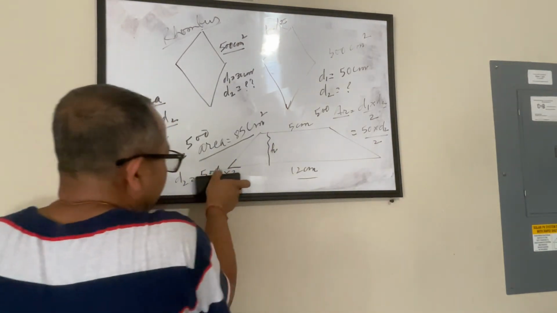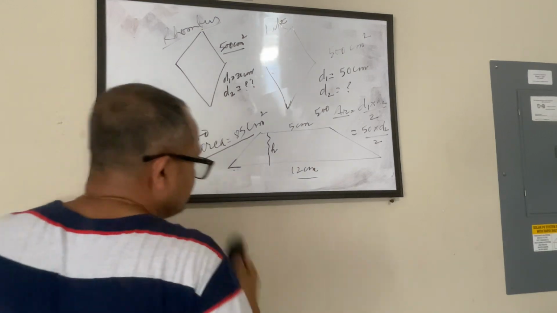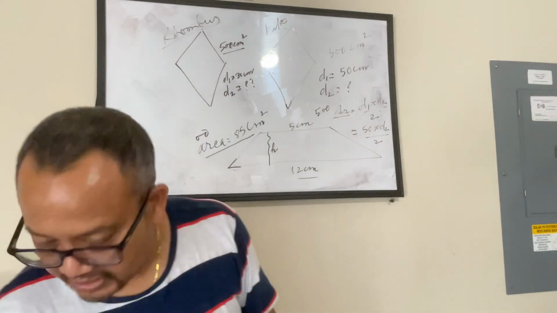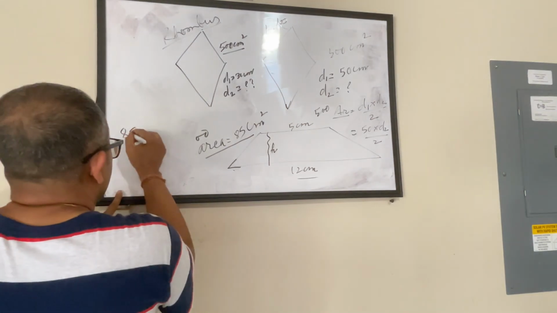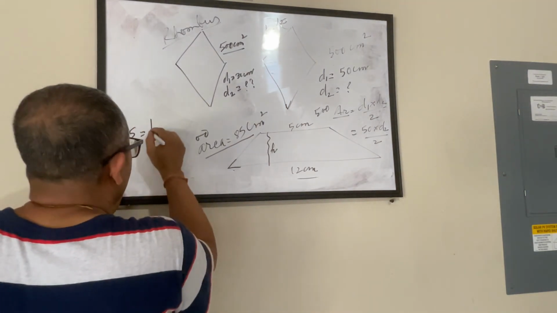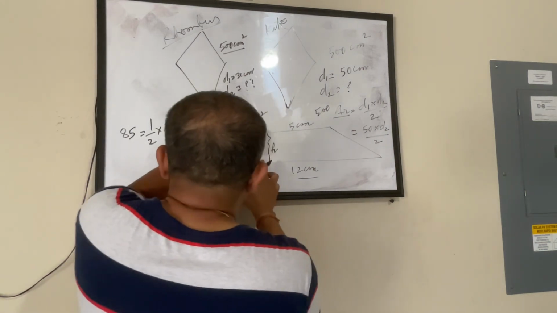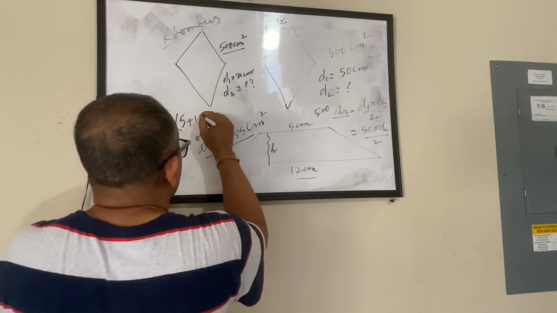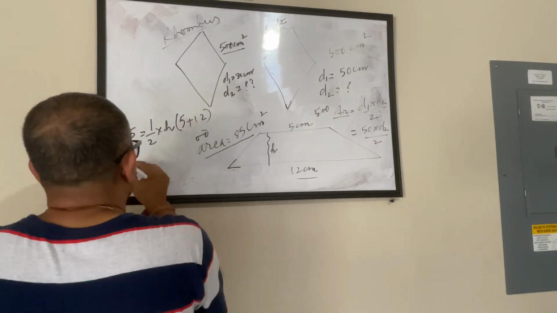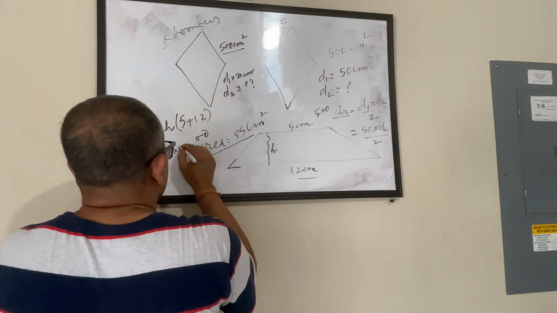So 100 by 3, you can stop at 100 by 3, that should be enough. Now trapezoid. What we know is area is 85. Area of a trapezoid is half into height into sum of the parallel sides. Height is what we don't know. Sum of the parallel sides is 5 plus 12. So this is 85 equals half into height into 17.